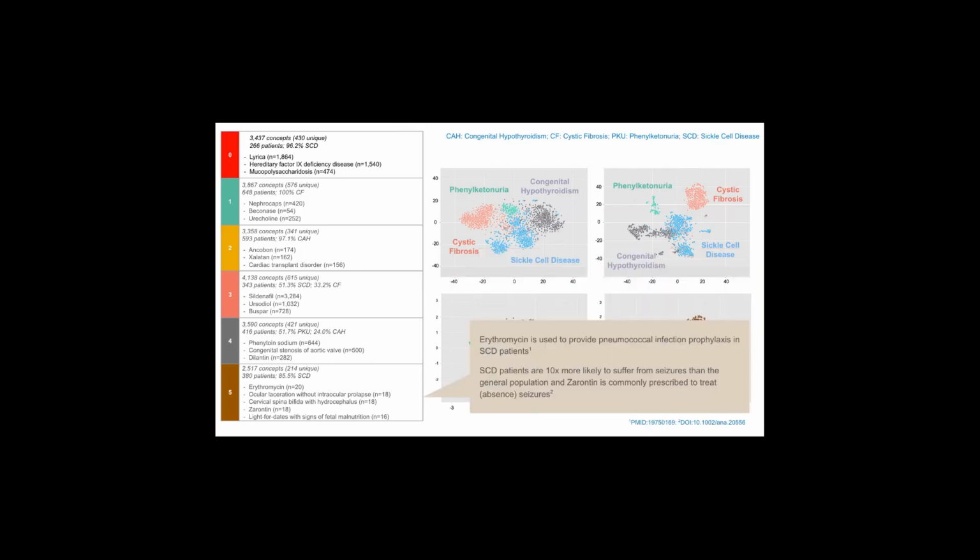Erythromycin was found for the final clinical subphenotype when using only clinical data, and it's prescribed to provide pneumococcal infection prophylaxis in sickle cell disease patients. And sickle cell disease patients are 10 times more likely to suffer from seizures than the general population, and Zarontin, which was another important feature found in the subphenotype, is commonly prescribed to treat absence seizures.